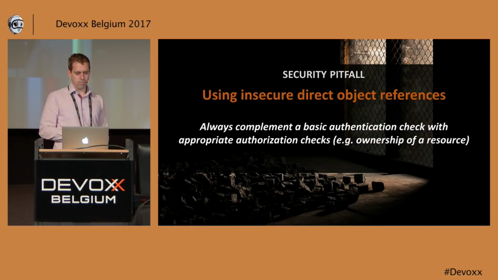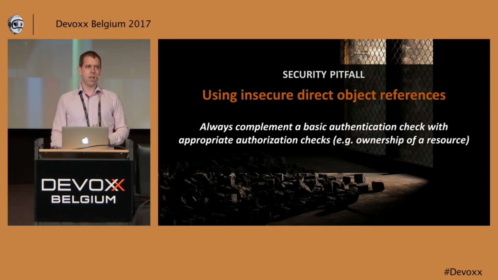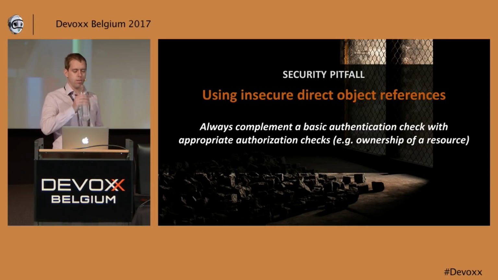Brings us to this conclusion. So insecure direct object references are probably a very bad idea in your API, and you should implement proper authorization there.